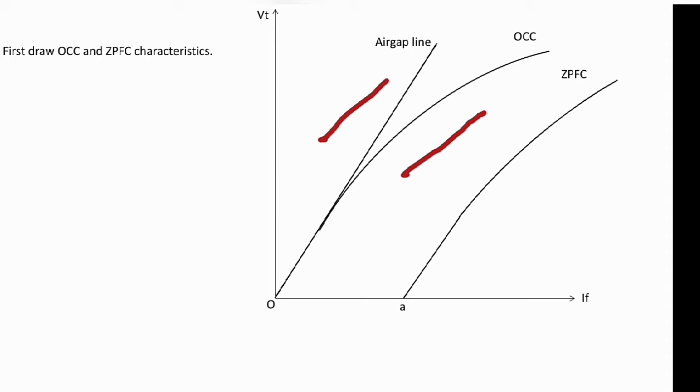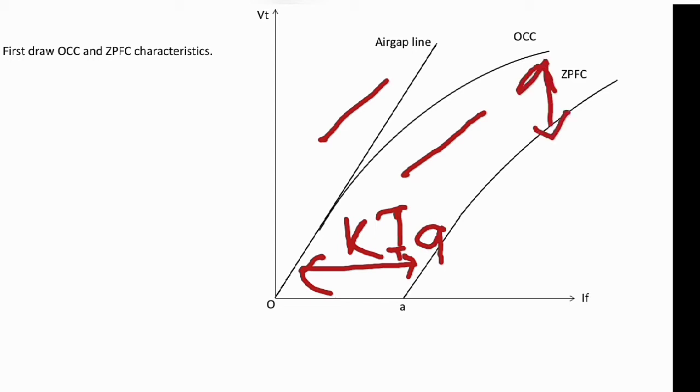Then we also draw the ZPFC curve. How do we draw the ZPFC curve? ZPFC is nothing but a shift of the OCC curve. There are two types of shift. In the horizontal direction, the shift is due to K into IA, the armature current. In the vertical direction, the shift is due to the leakage reactance drop, IA XL. Through this the shift occurs in the ZPFC.